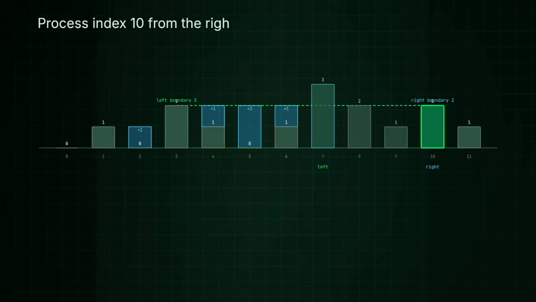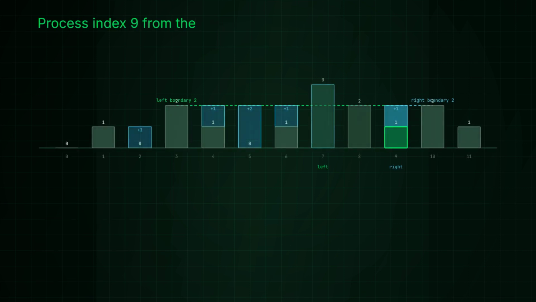Left is at index 7, height 3, and right is at index 10, height 2. 2 is lower, so process the right index. Update right max from 1 to maximum of 1 and 2, which is 2. The current bar reaches the right boundary maximum, so it traps 0. The running total remains 5. Finalize index 10, then move right inward to index 9.